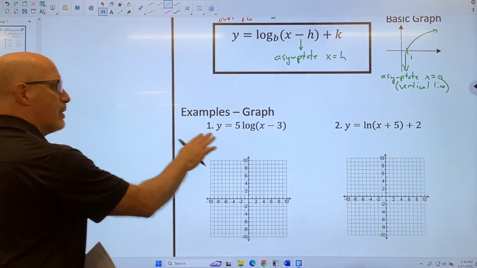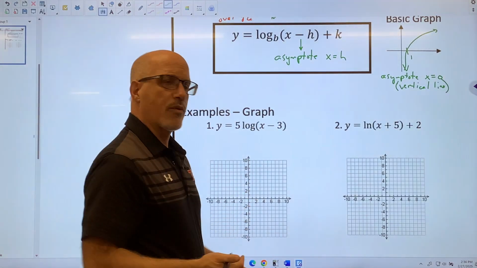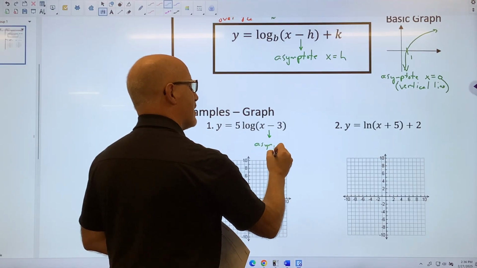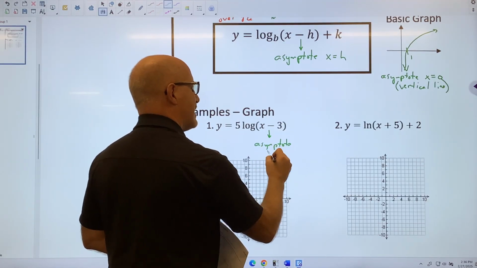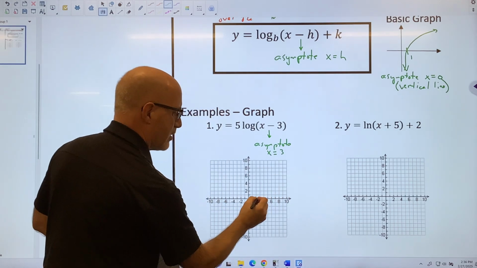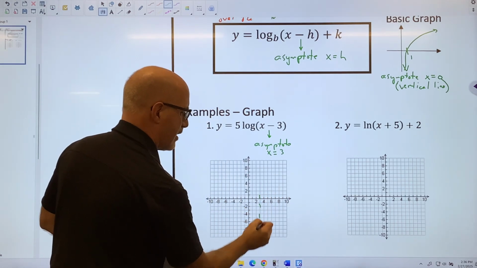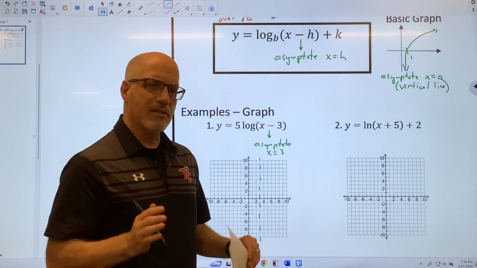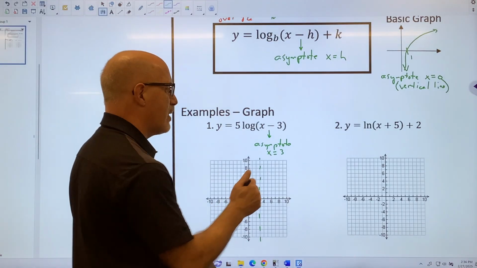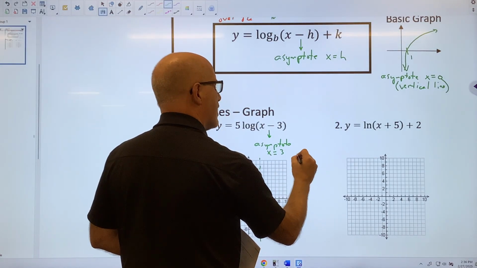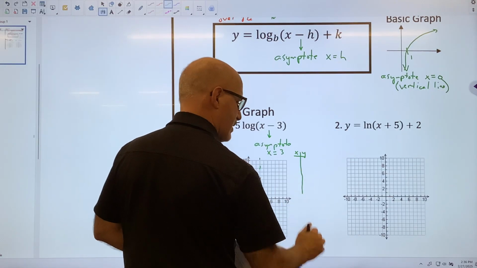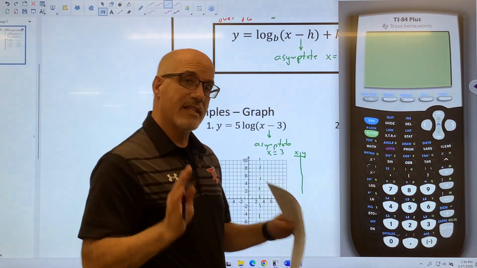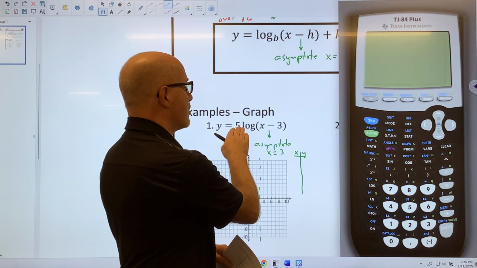So when we look at this one here, we look at the inside of the logarithm, we take this, and this means our asymptote is x equals 3. So we want to go here to 3 and create a vertical asymptote. Remember, for logarithms, our asymptotes are vertical. Now we want to get a table, so I'm going to go ahead and look at my graphing calculator for this. Notice I used just base 10 log. There's no base here, so it's base 10.